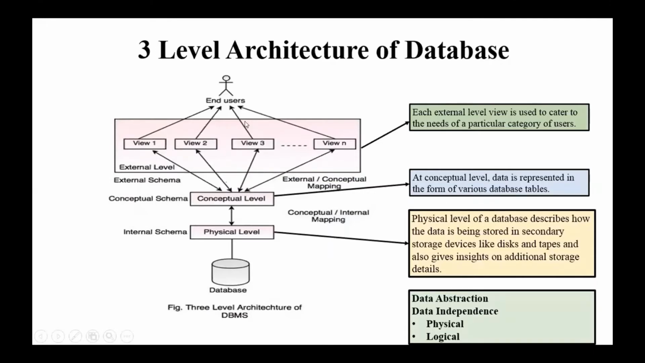For example, suppose there is a student examination system. In that system, every student will just get a view of what the student information is and what marks they have obtained. The second view can be which teachers have set the question papers. Students should not be aware of which teachers have set the question papers. The third view can be which teachers have checked your papers.